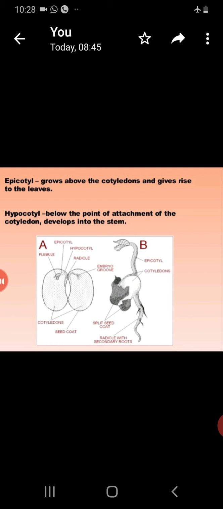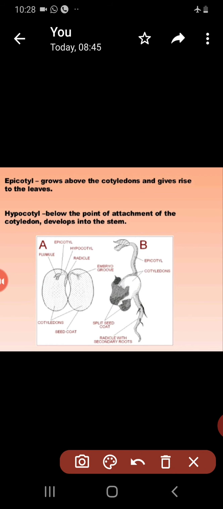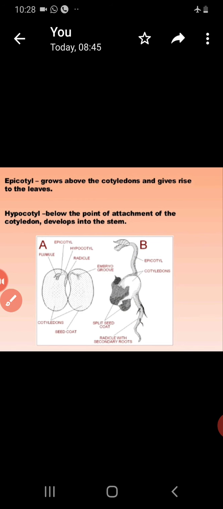Then coming to the next part, that is the epicotyl. It grows above the cotyledon and gives rise to the leaves. And the hypocotyl is the part below the point of attachment of the cotyledon, and it develops into the stem.